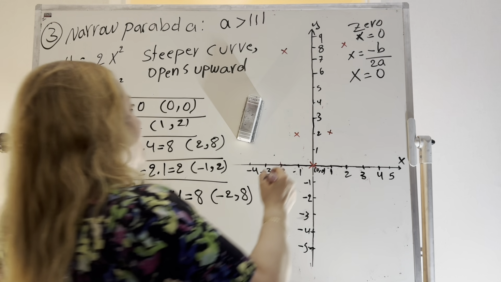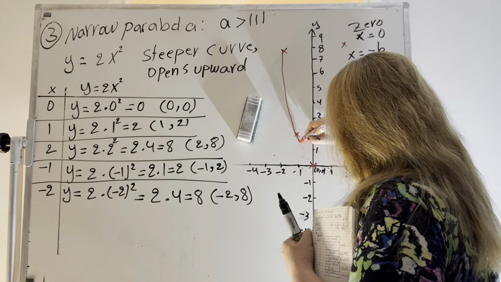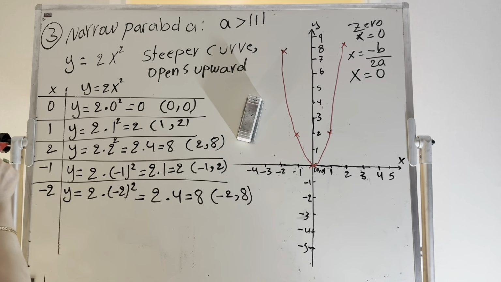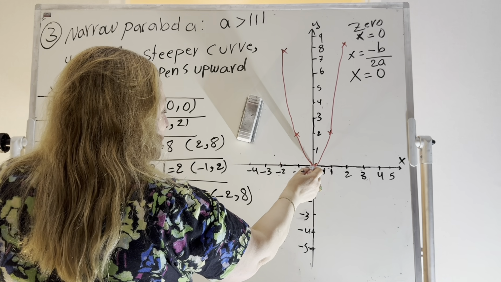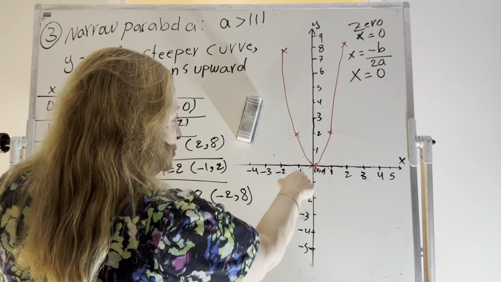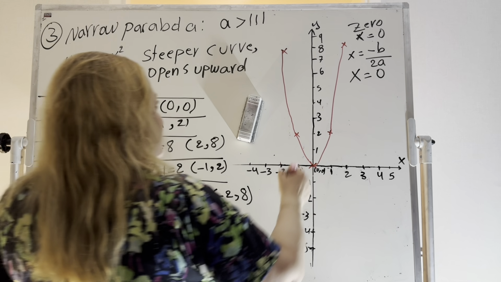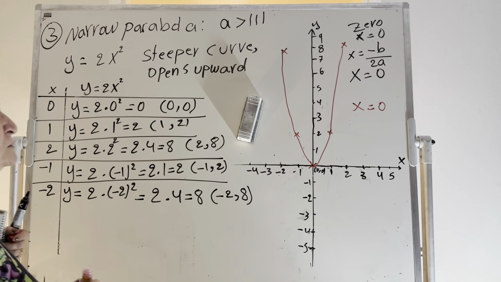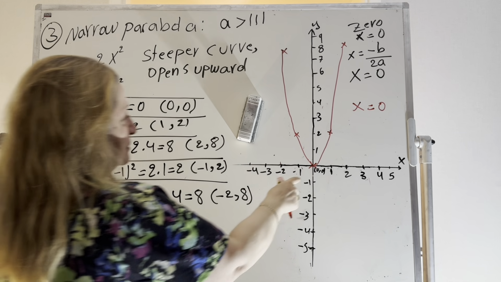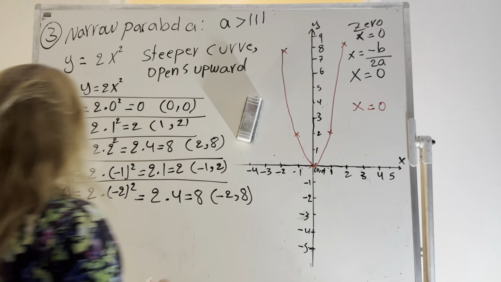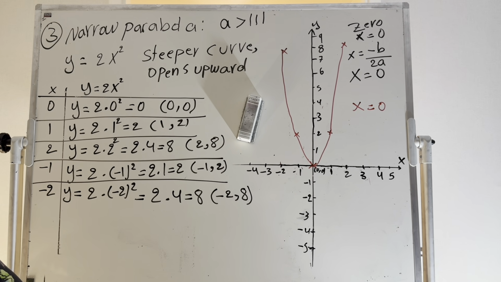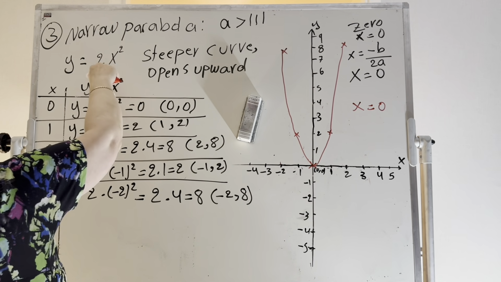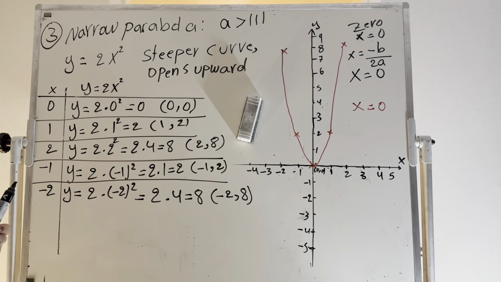So when I draw the curve, it looks like this, and it opens upward, and the minimum lies on the 0, 0 point. The symmetry line is x equals 0, and the vertex equals 0, 0. And we can see the curve is very narrow when a is bigger than 1.